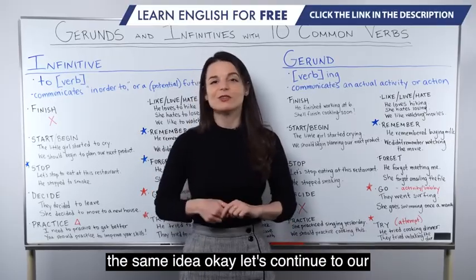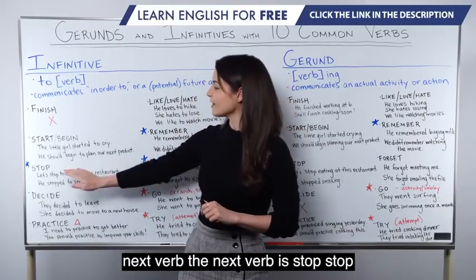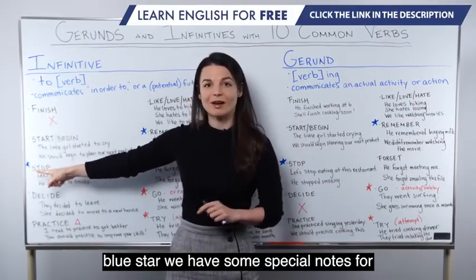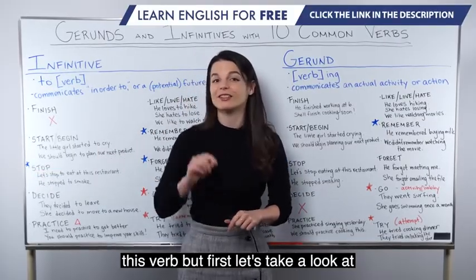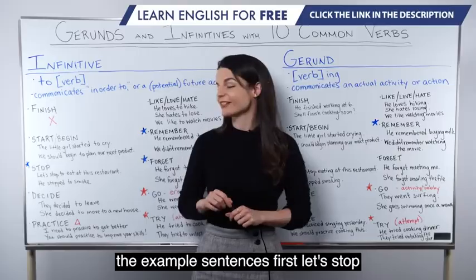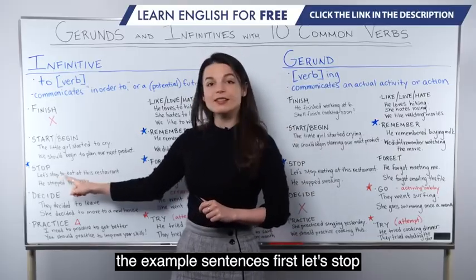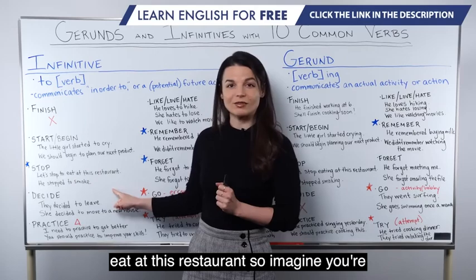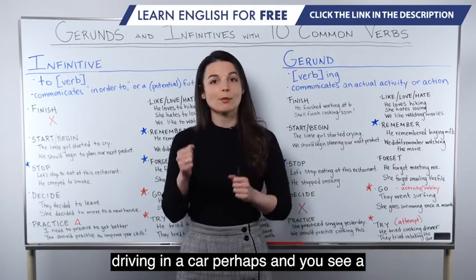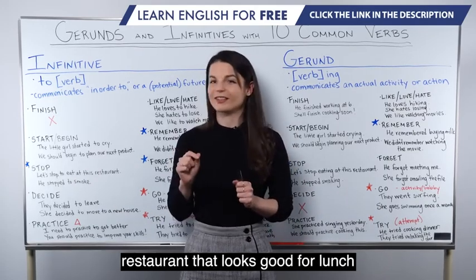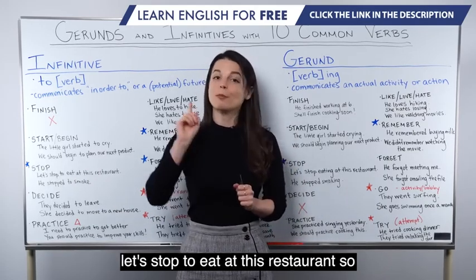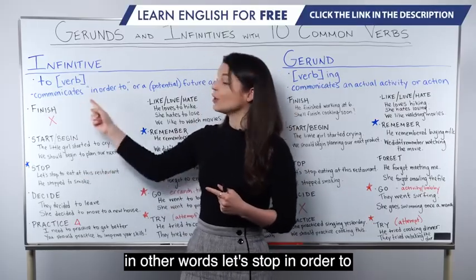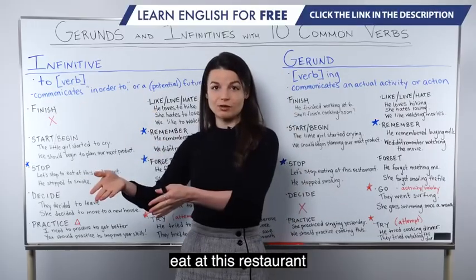Okay, let's continue to our next verb. The next verb is stop. You'll notice I've marked this with a blue star. We have some special notes for this verb, but first let's take a look at the example sentences. First, let's stop to eat at this restaurant. So imagine you're driving in a car, perhaps, and you see a restaurant that looks good for lunch. Let's stop to eat at this restaurant. So in other words, let's stop in order to eat at this restaurant.